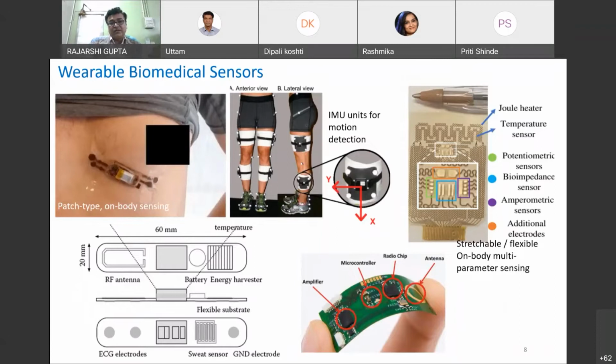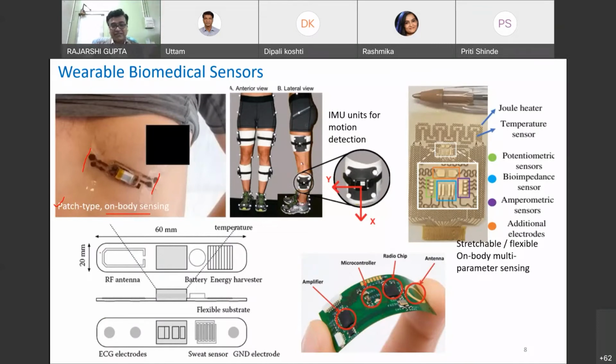Now, let us come to some idea of wearable biomedical sensors. I have shown some pictures. You can see the size of the sensor is extremely tiny. These are called patch type, and they provide on-body sensing. So this is the diagram of this band type wearable sensor.